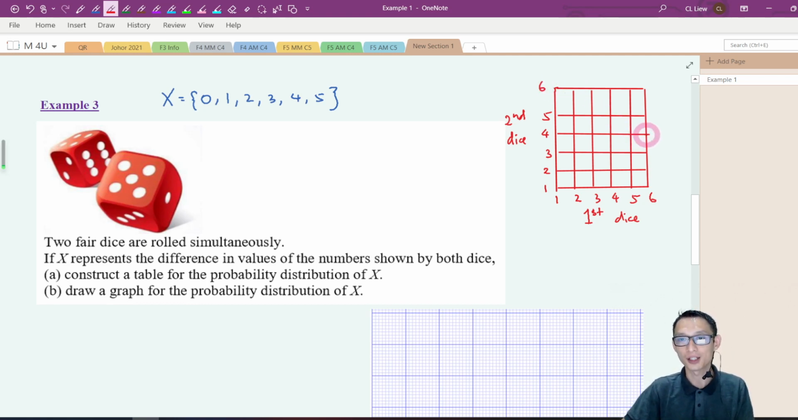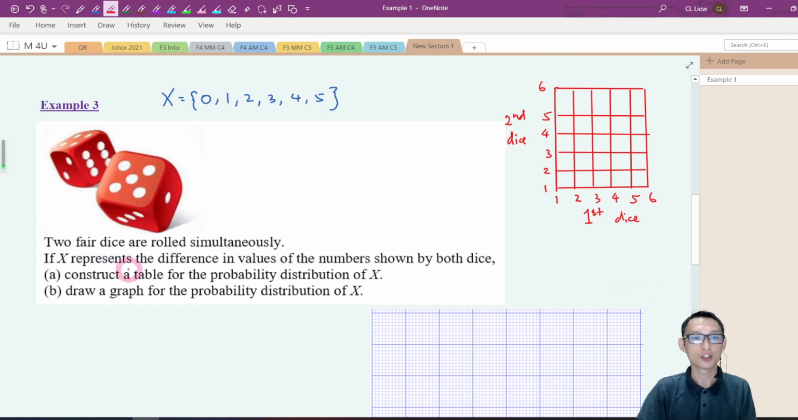And how about this one? 6 4, the difference will be 2. You can try to look at every intersection point here. You will notice that the minimum difference is 0, for example 1 1, 2 2, 3 3. The maximum is only 5. It's not possible to get 6.